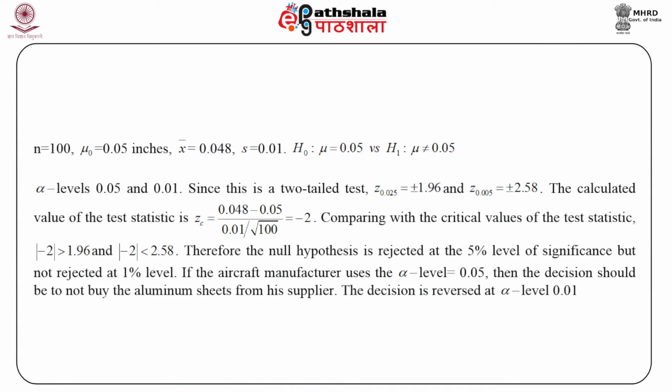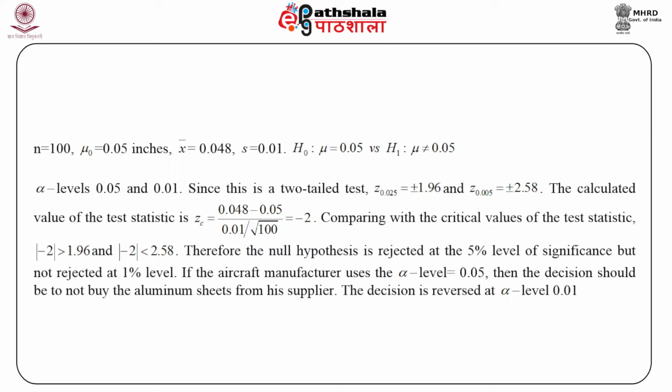Again, we can see that n is equal to 100, mu 0 is equal to 0.5 inches, x bar is equal to 0.048 inches, and s is equal to 0.01. Our null hypothesis is that mu is equal to 0.05 versus the alternative hypothesis that mu is not equal to 0.05. The alpha levels we have selected are 0.05 and 0.01, which are also given to us.